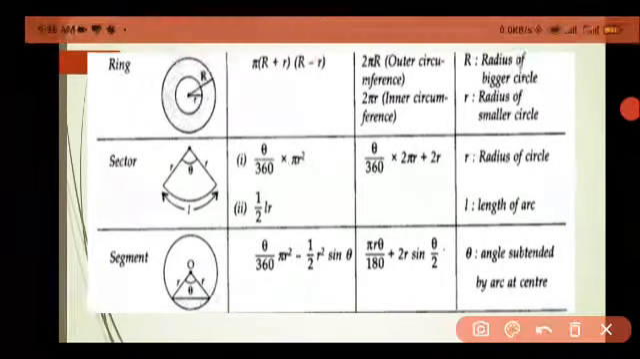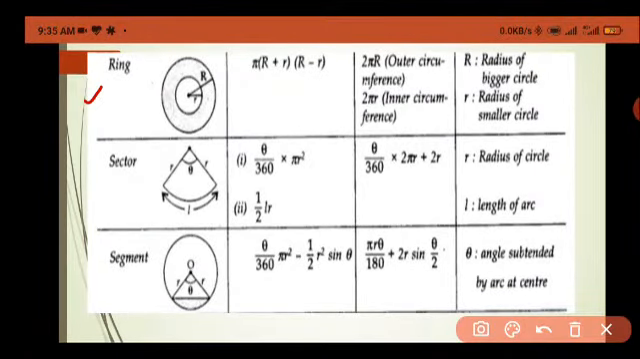Next is ring. What is the meaning of ring? If two concentric circles are there, the area in between the two circles is known as ring. Generally we take the radius of the inner circle as small r, the radius of the outer circle as capital R, and the area is pi, actually it is pi capital R square minus small r square.